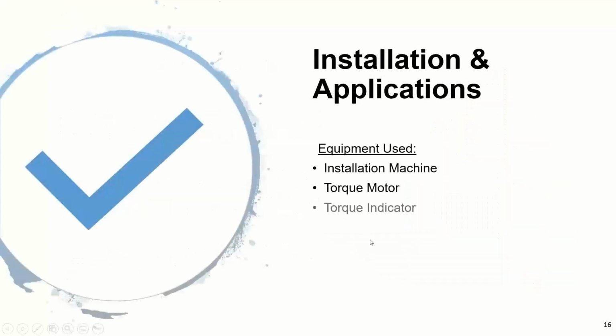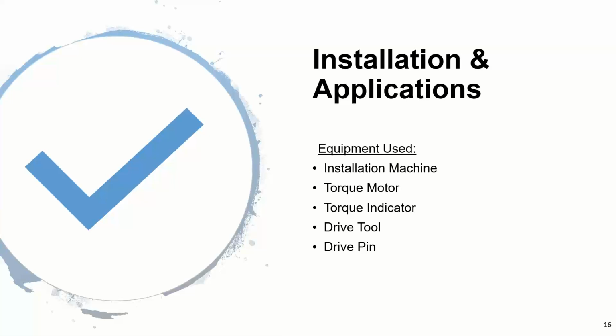Now, installation and application. Equipment use, like I said: almost any hydraulic machine can be used for this small diameter helical pile. So you need an installation machine, you need a torque motor, and you need a torque indicator. A long time ago, about 20 years ago, I was installing helical piles with pressure gauges. Now, pressure gauges, in my opinion, if they are calibrated as a unit with the machine, the hose, everything, then yes, you can use them. Otherwise, they are not accurate.